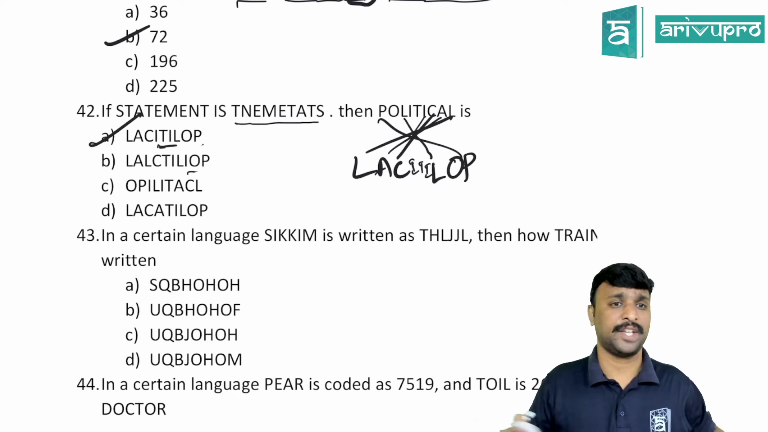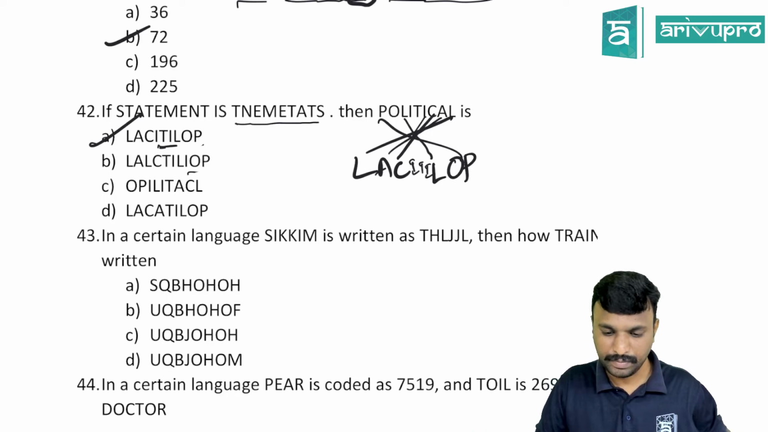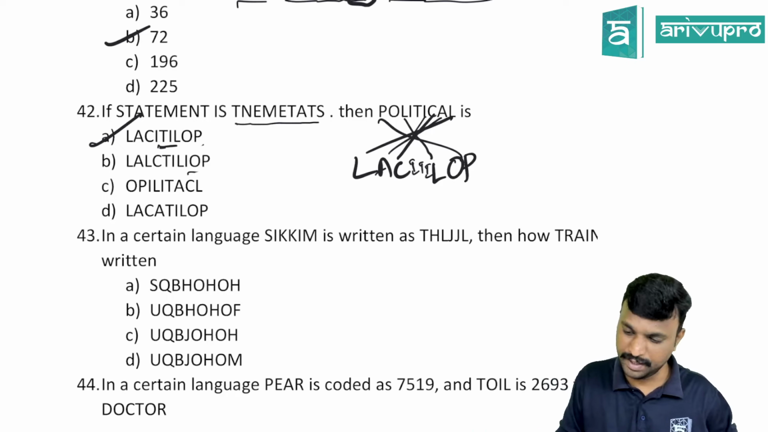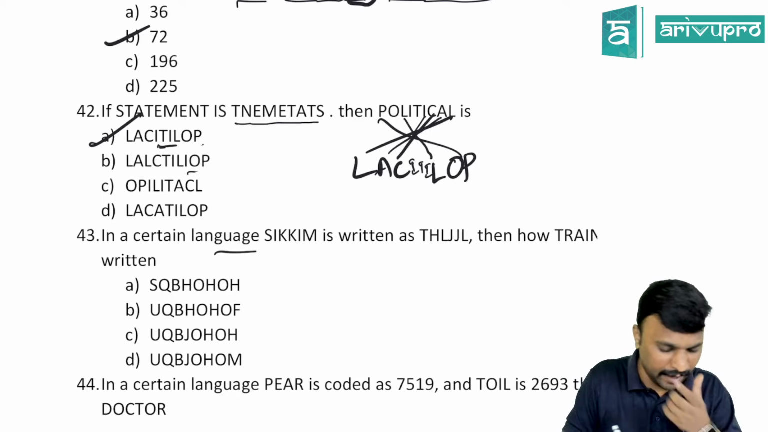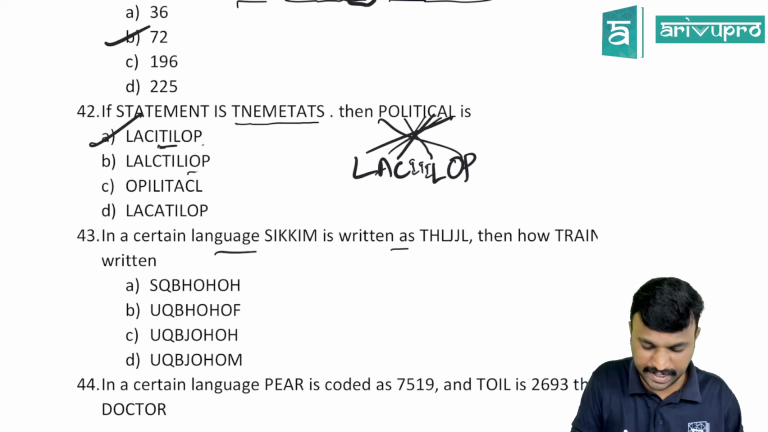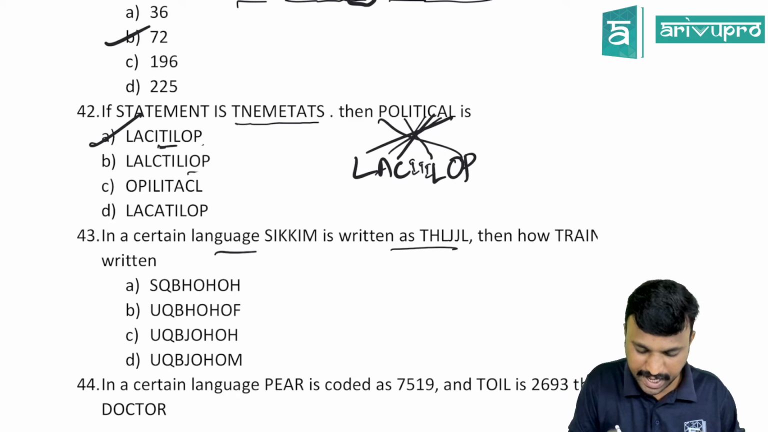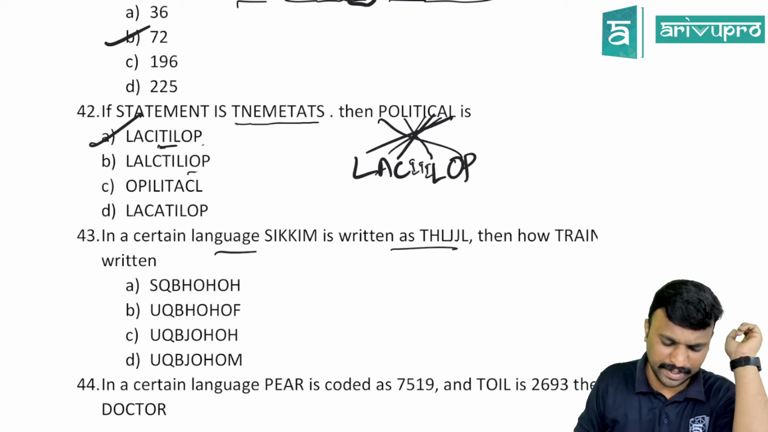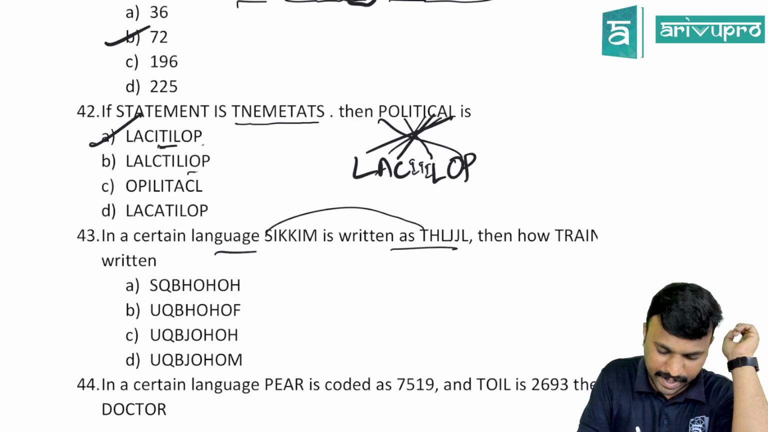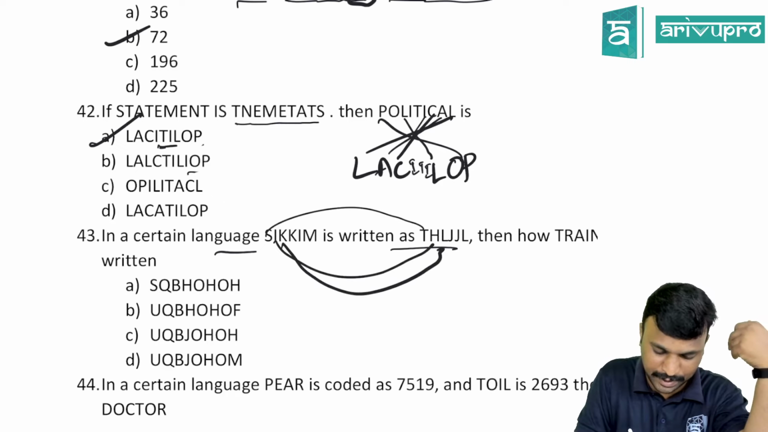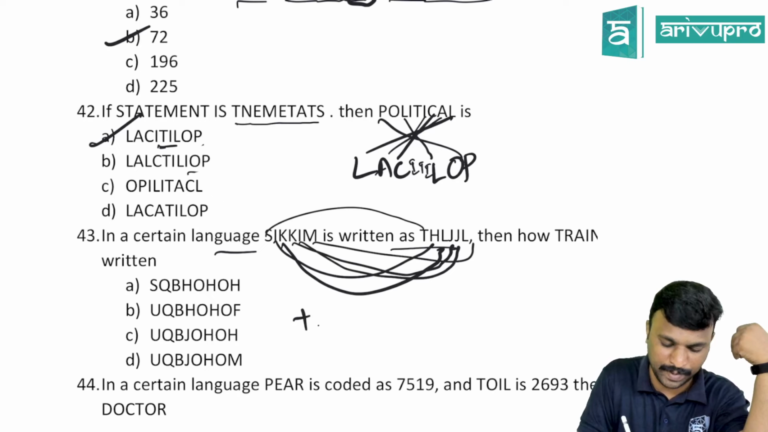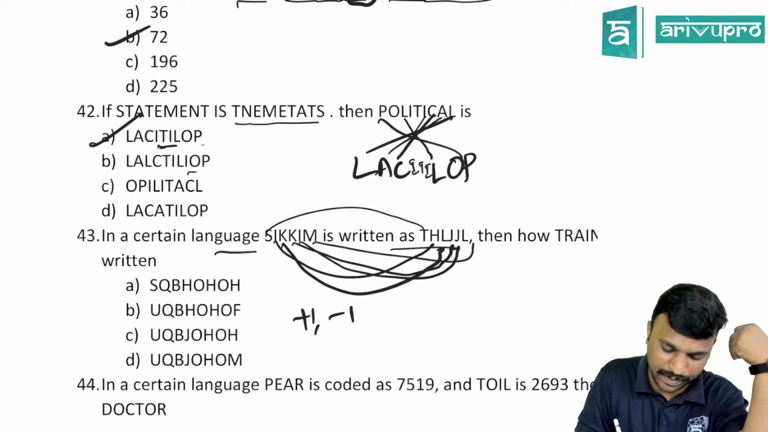So let's move on to the next question. 43rd it is. In a certain language, Sikkim is written as THLJJL. So guys, what is the coding pattern here? S to T it's +1, I to H it is -1, K to L is +1, K to J it is -1, I to J +1, M to L -1. So +1, -1, +1, -1 pattern.